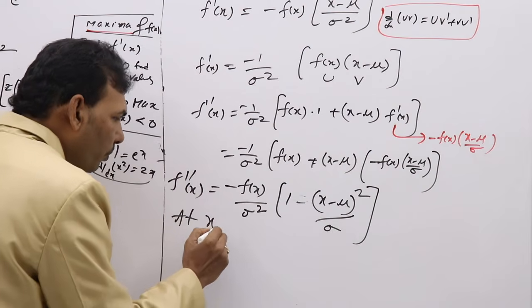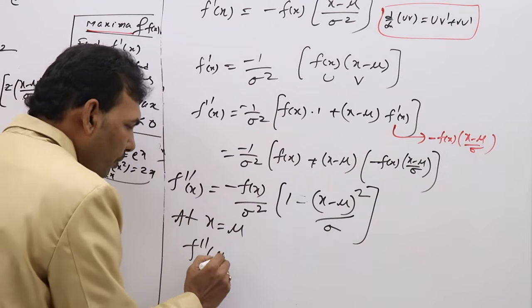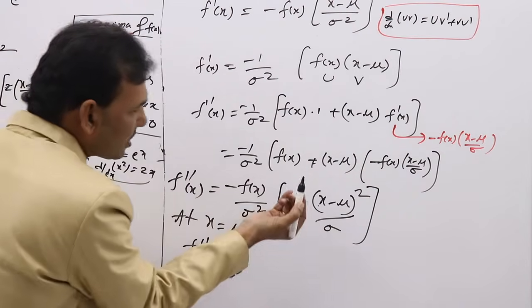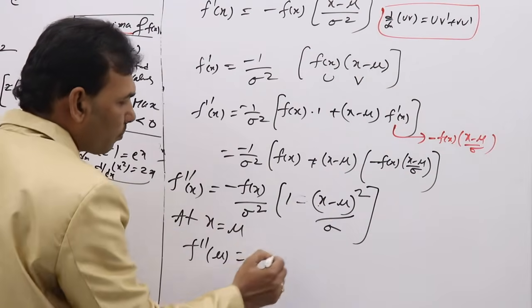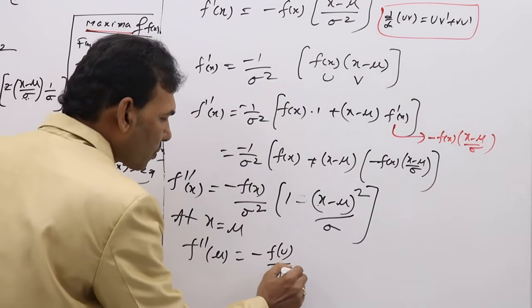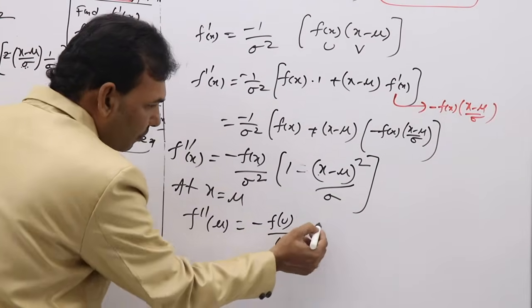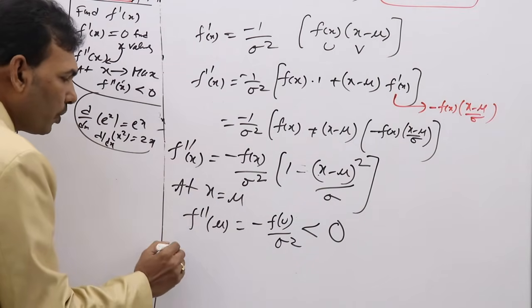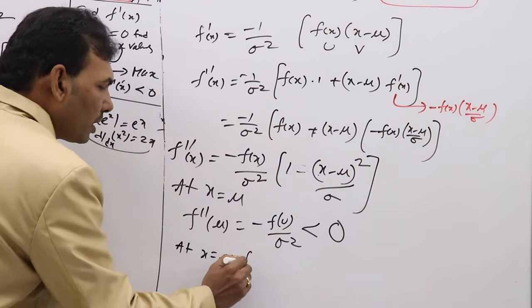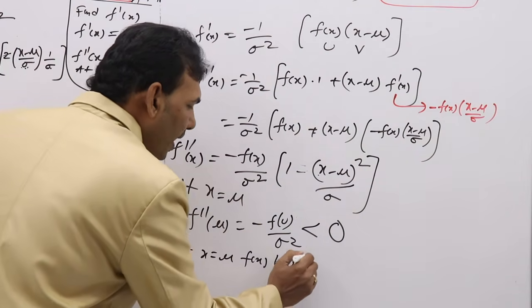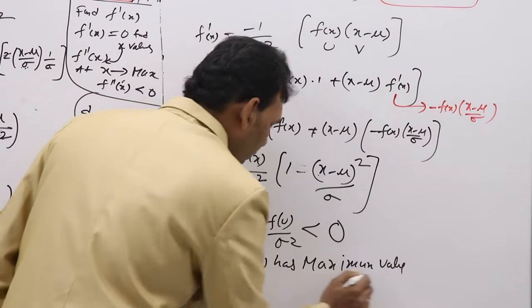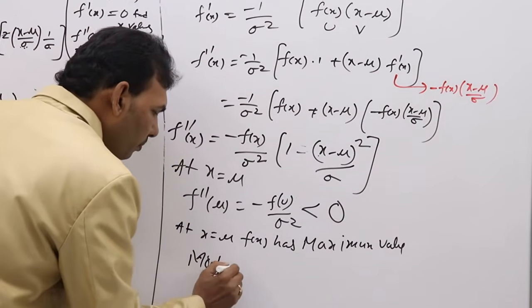At x equal to mu, what is f double dash of mu? In f double dash of x, write mu in the place of x. If you write mu in the place of x, what happens? This becomes 0. Minus f of mu by sigma square, which is clearly negative, which is less than 0, very clearly. So at x equal to mu, f of x has maximum value. So mode is equal to mu.